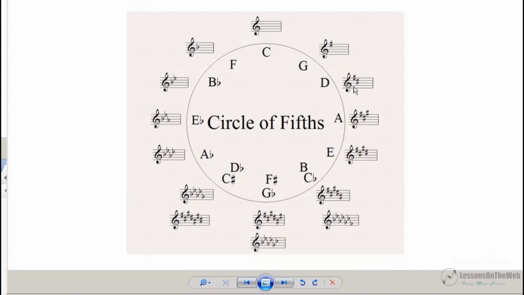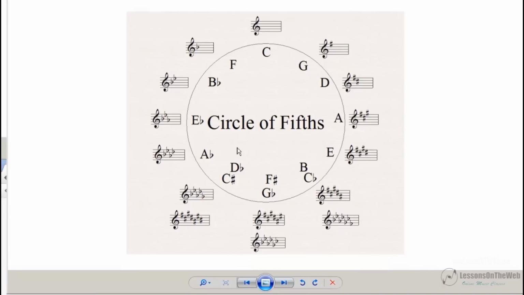Same thing with sharps. It starts with F, then F, C, then F, C, G, then F, C, G, D, then F, C, G, D, A, then F, C, G, D, A, E, and then F, C, G, D, A, E, B. So that's the whole order of sharps as well. Order of flats: B, E, A, D, G, C, F. Order of sharps: F, C, G, D, A, E, B. So try to memorize that as well.